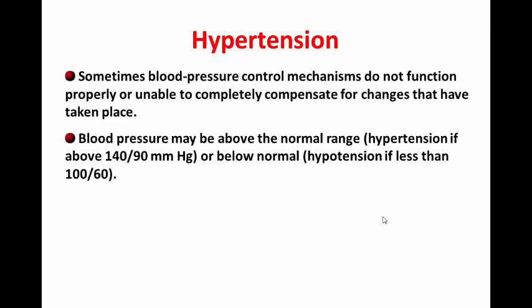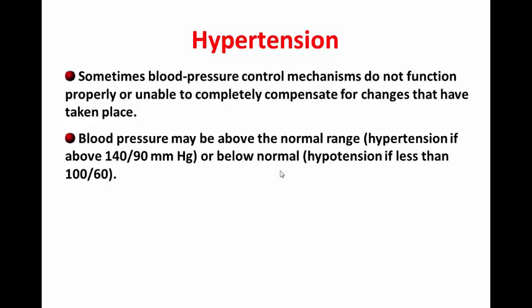Finally, let us very briefly describe what is meant by hypertension and hypotension. Sometimes the blood pressure control mechanisms, which we have described in details, do not function properly, or they are unable to completely compensate for the changes which have taken place in the arterial blood pressure level. Blood pressure level might be therefore above the normal range, and when this happens, the condition is termed hypertension.